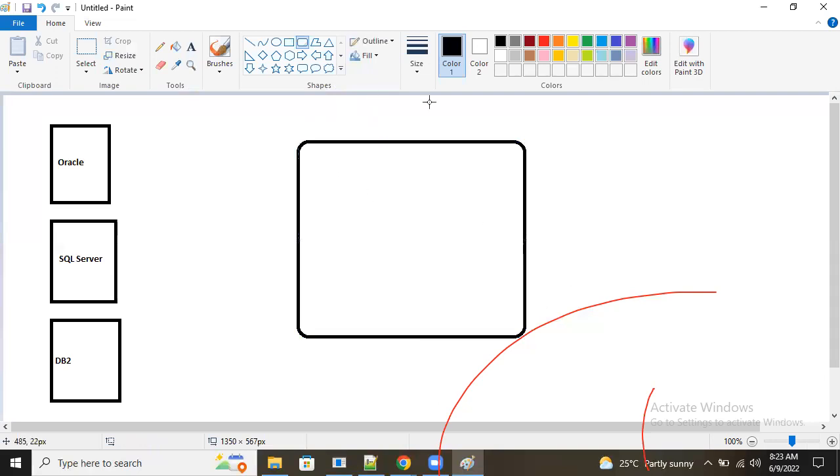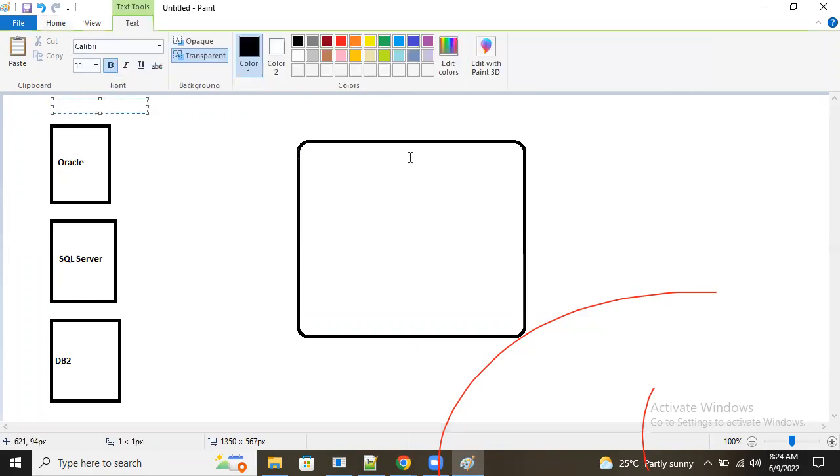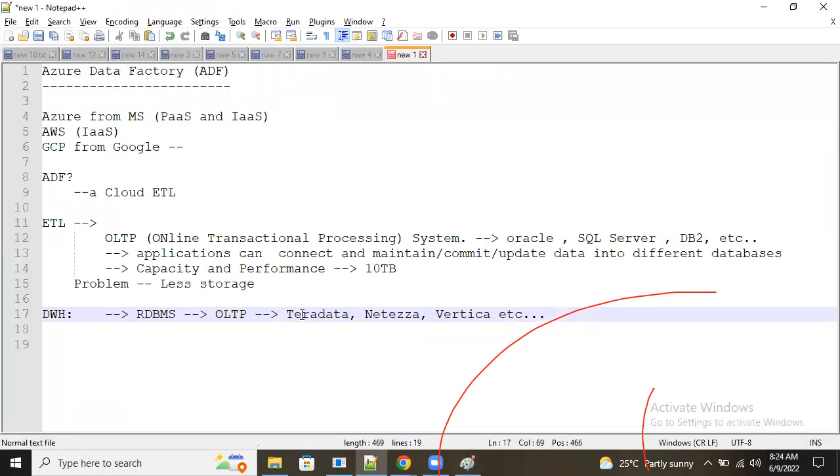This is my data warehousing system. These are my OLTP systems, and this is my data warehousing system, DWH. Now, what are the best options for data warehousing systems? Teradata, Netezza, Vertica. And what is the storage capacity of these? Up to 200 terabytes.